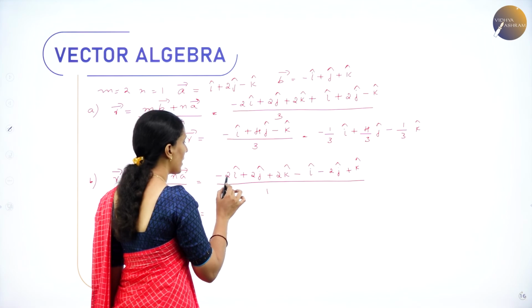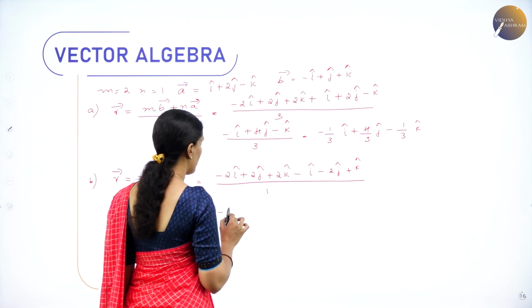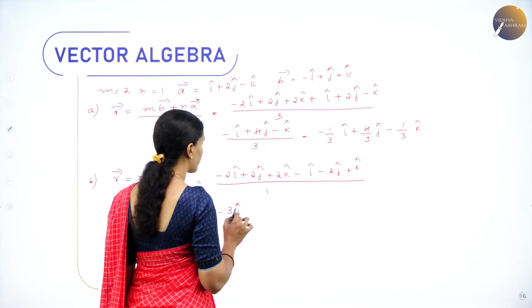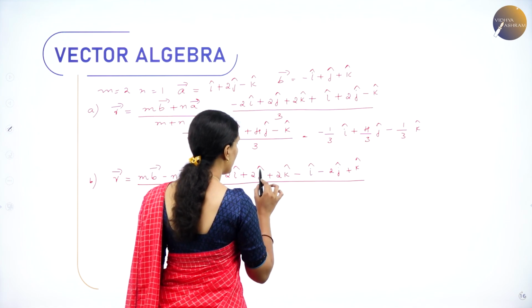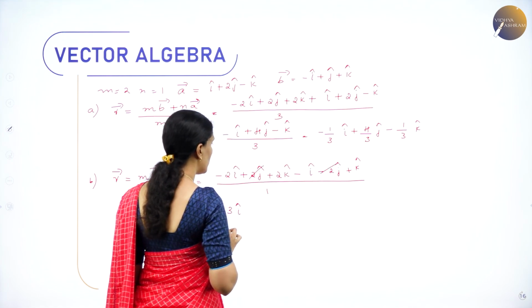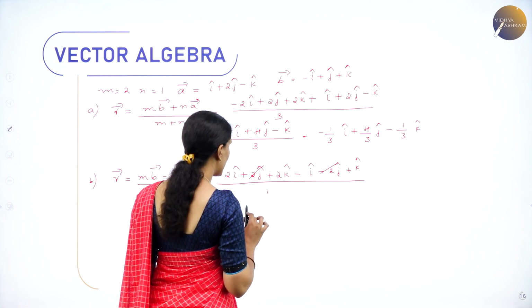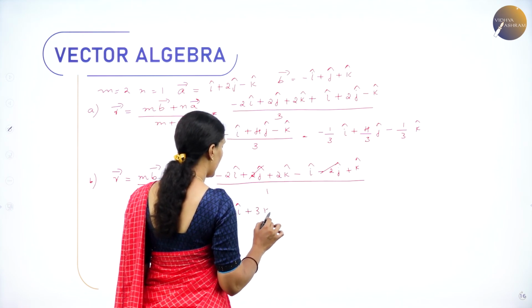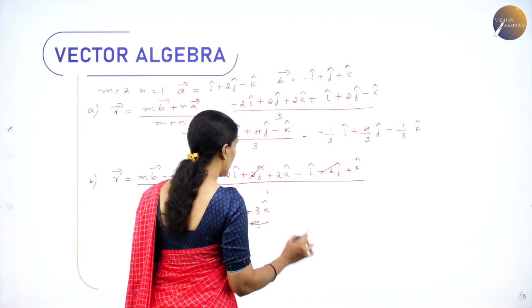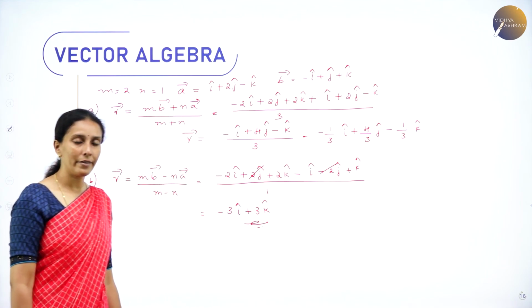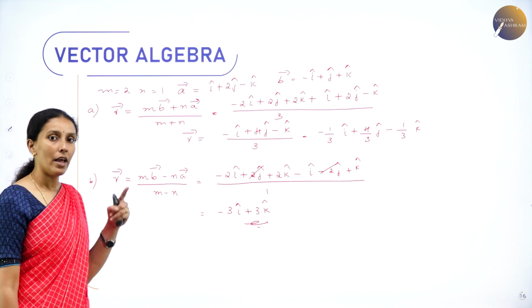So now minus 2i minus i is minus 3i. Plus 2j minus 2j cancels, so no need to write the second component. Next, 2k plus k becomes 3k. So this is the position vector of the point R, which is dividing the line segment externally.